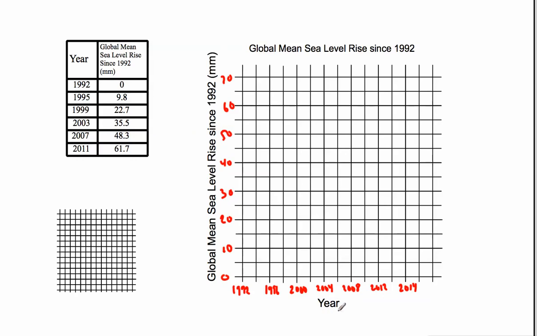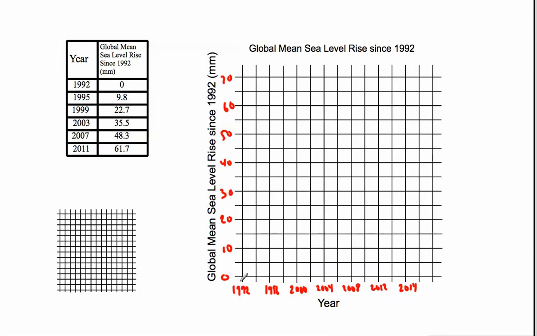Now in this case, year doesn't need units because it's actually the measure. Here you'll notice I do have the units that we're going to measure the sea level rise. We're going to measure it in millimeters. For your interest, there's about 25 millimeters in an inch. Now notice again on this axis I made sure to start at 0.